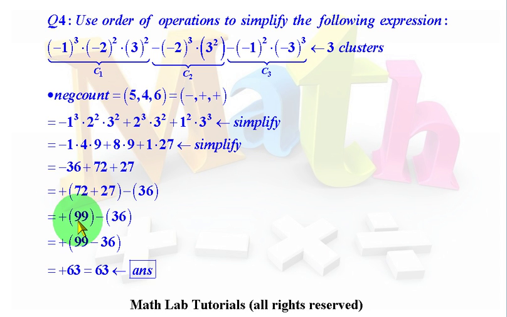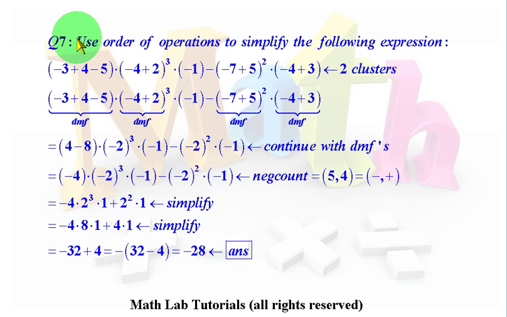The good guys obviously win, so you put a plus sign and then do large minus small. 99 minus 36, so that'll give you plus 63. At the end, you can drop the plus sign, and the result is 63. Okay, let's go on to the next problem.